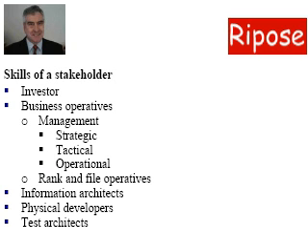Let me start with defining what, in my opinion, the skills stakeholders require in order to serve the organization to the best of their capabilities. The stakeholder can be described as being either an investor, a business operative, an information architect, a physical information technology developer, or a test architect. The business operative can be further categorized as being either a manager or a rank-and-file operative. And finally, a manager can be categorized as being either a strategic, tactical, or operational manager.